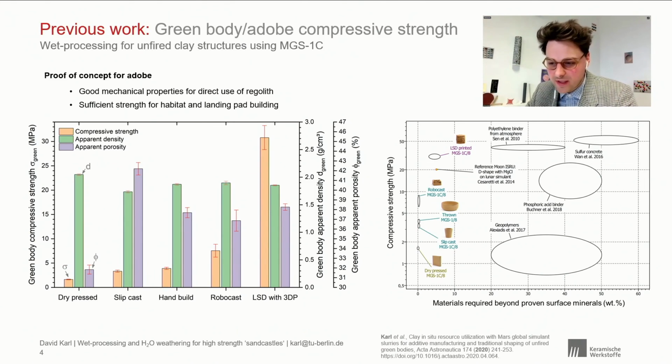As soon as you went to wet processing, which is the thing we're mostly interested in, we found that slip casting produced double the compressive strengths in green bodies. If we hand modeled them, even higher. For robocasting, so 3D printing using material extrusion, that was actually 7 MPa compressive strength. And if we use this very special 3D printing technology, where there's also a 5 volume% binder, we had compressive strengths for green bodies, unsintered, non-processed, just clay simulants that were wet processed and 3D printed with a binder, of 30 MPa, so similar to concrete.